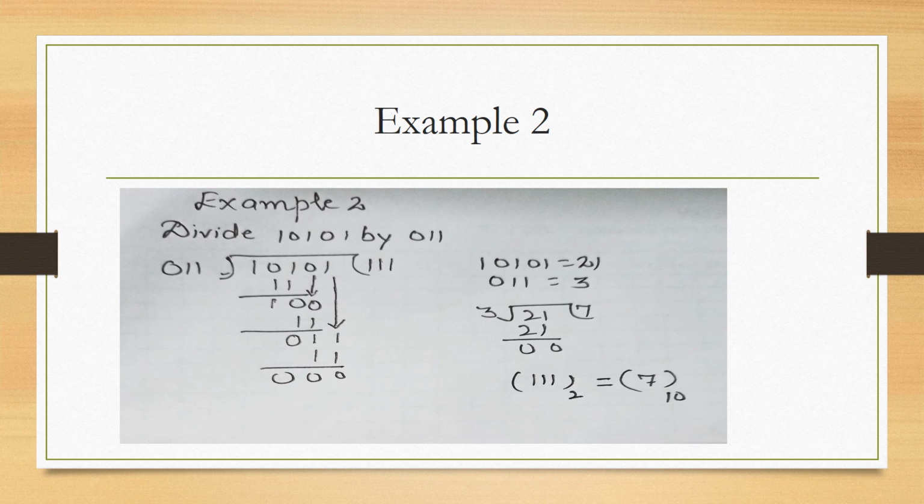So 10101 is equivalent to 21 in decimal numbers and 11 is equivalent to 3 in decimal number. When we divide 21 by 3, we get 7 as the quotient and 0 as the remainder. So 111, the base is 2, that is the quotient in binary number, and 7 is the decimal number, and the base of 7 is given as 10, that is decimal number.